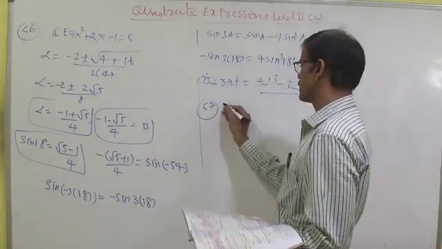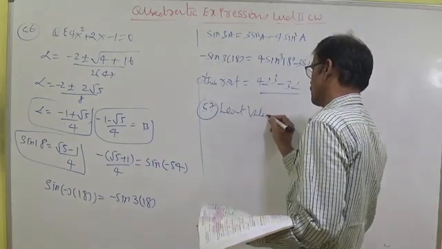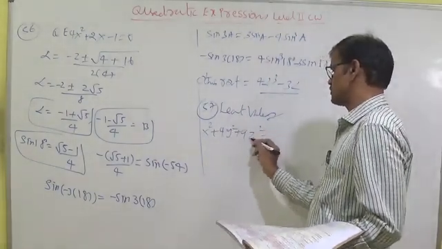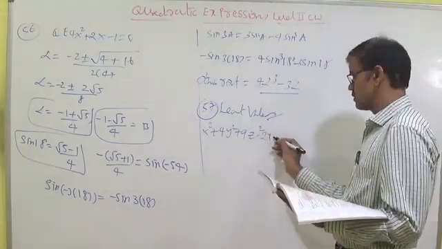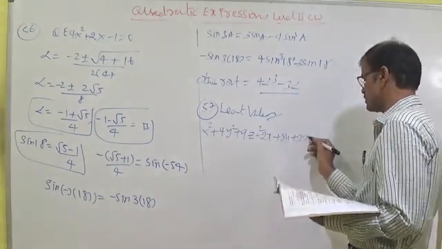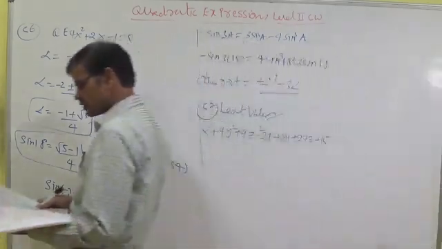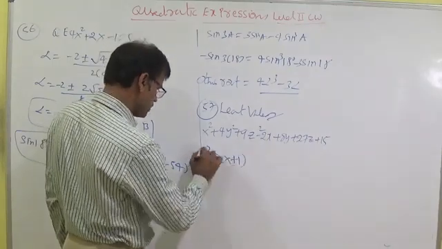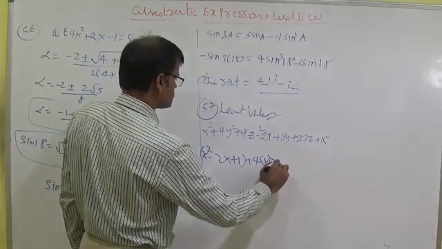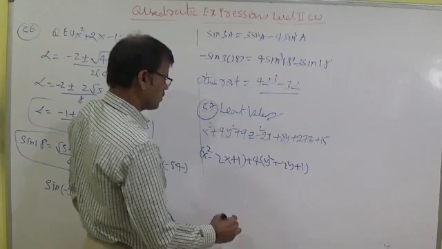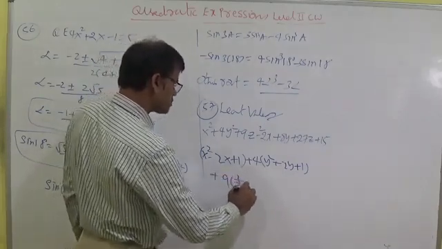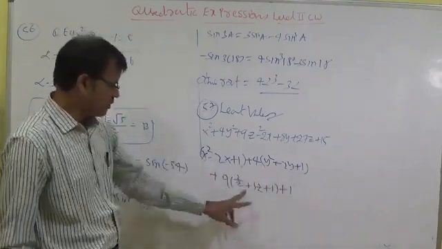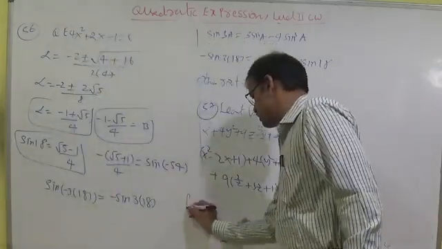Now the 57th question. The least value of the expression x square plus 4y square plus 9z square minus 2x plus 8y plus 27z plus 15. For this f of x, we need to calculate the least value. Now you can write x square minus 2x plus 1. Write or understand what I am writing: 4 taken common, y square plus 2y plus 1, plus 9 taken common into z square plus 3z plus 1, plus 1. Let it be f of x.